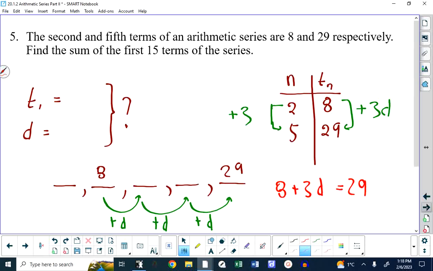Can you do me a favor and solve that? I would like to say 7. So the common difference is 7. I really hope you appreciate and understand what I mean by knowing these 2 parameters breaks everything wide open. You can find anything. So now the question is, how can we find T1?